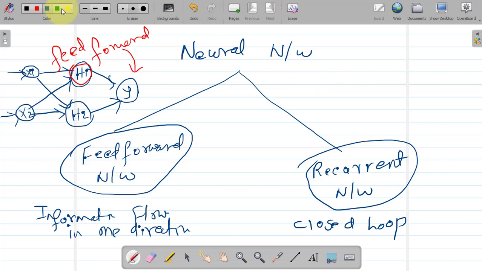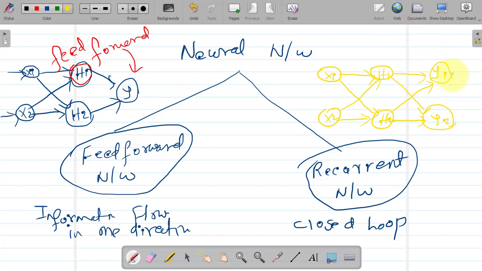we will see the diagram of the recurrent network. This is my node x1, x2, then hidden node h1, h2, and suppose we have 2 output nodes. In feed forward we can also have 2 output nodes. So in this case this arrow, then this will go there, again this. Now what happened in this case, this is my output.